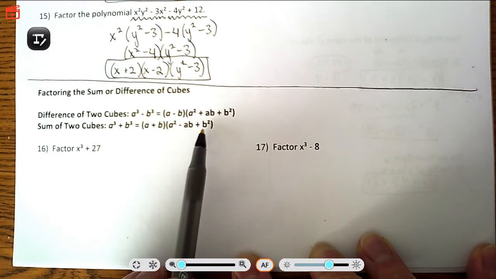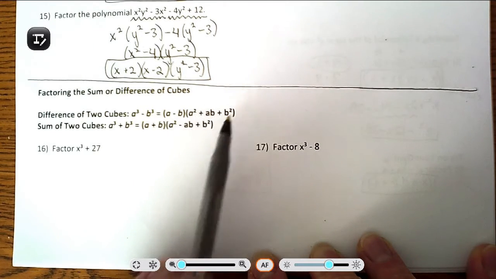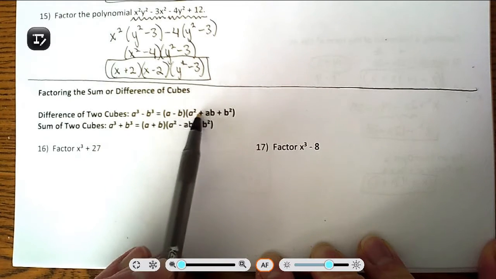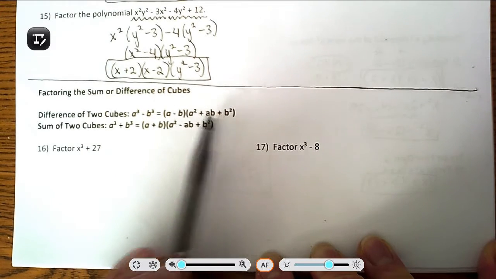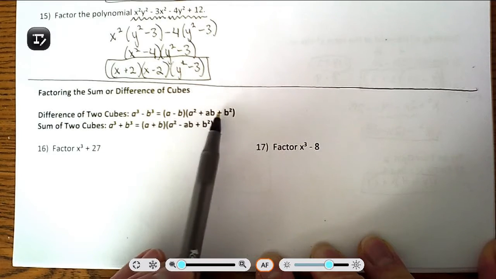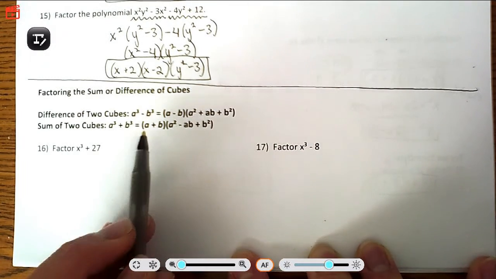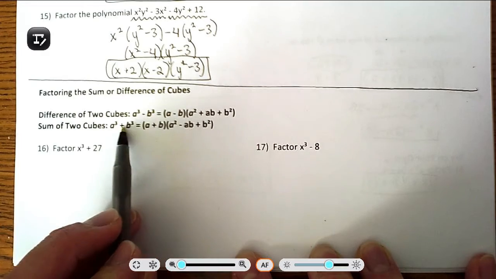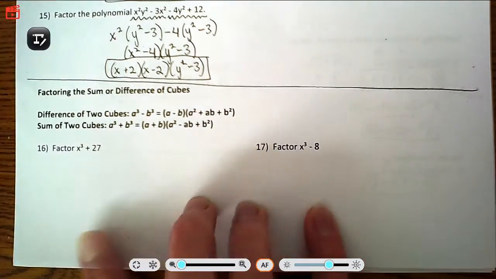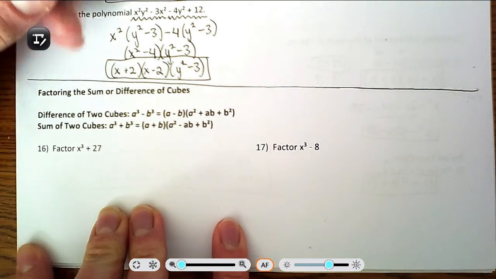So a phrase that would work for memorizing the signs, after of course you memorize all the terms, is same, opposite, plus. Same sign, opposite sign of the problem, and always a plus sign in the last spot here. Okay, so this one is same sign, opposite sign for the next sign, and a plus sign for the last sign.